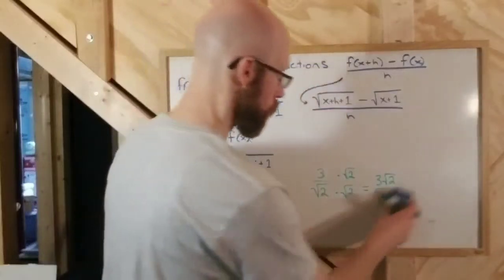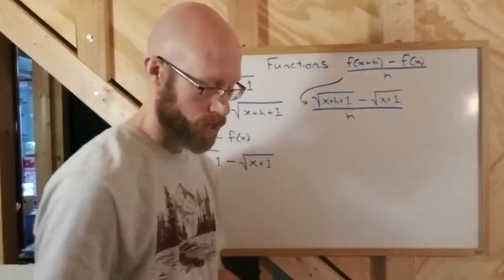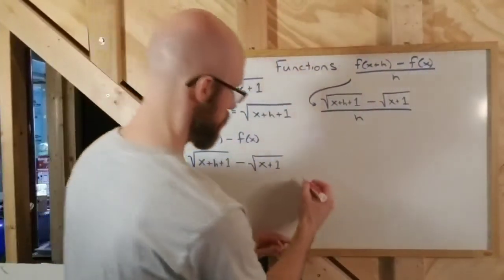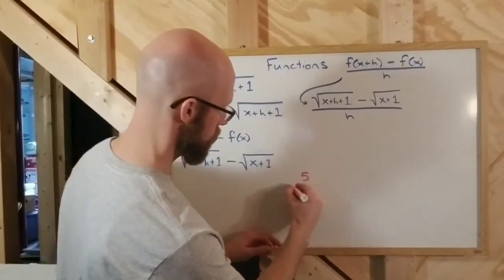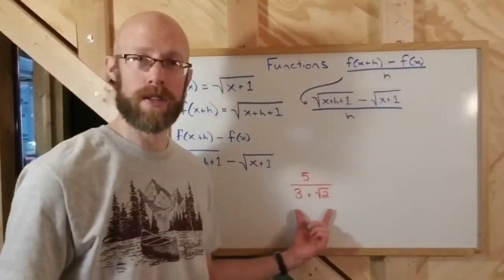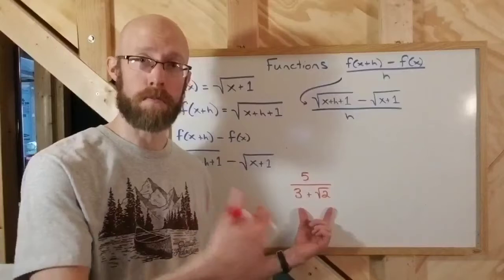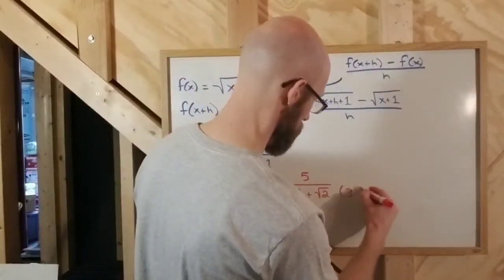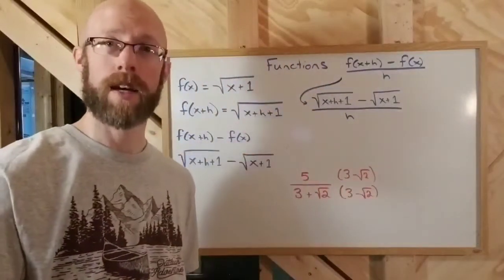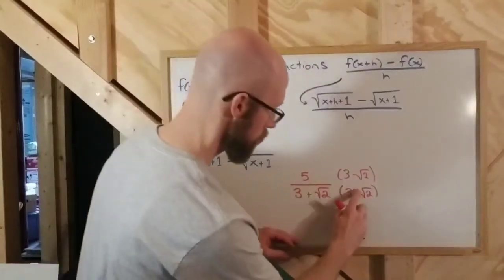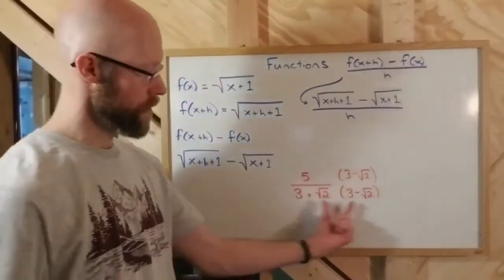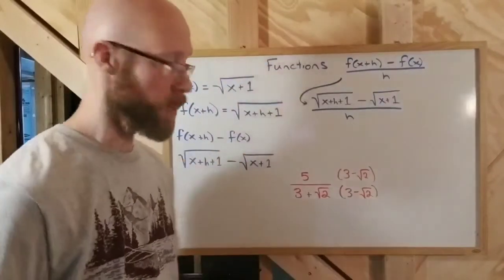Well, if there's more than one term, rationalizing requires a little trick called multiplying by a conjugate. If I had 5 over 3 plus root 2, then in order to rationalize this denominator, you have to multiply by 3 minus root 2. So you multiply top and bottom by the conjugate, which is 3 minus root 2. Conjugate just means it's the same two terms, but with a sign change in the middle.